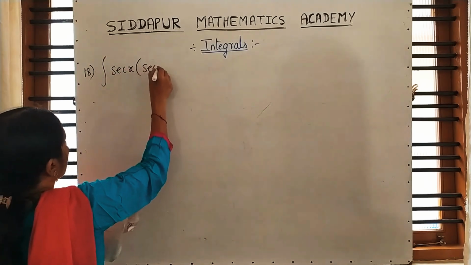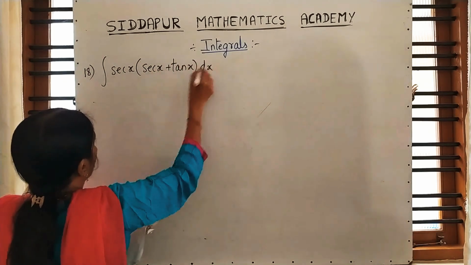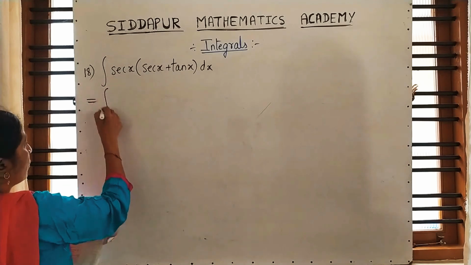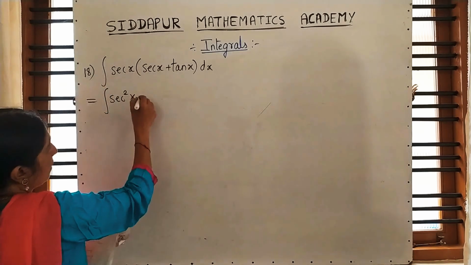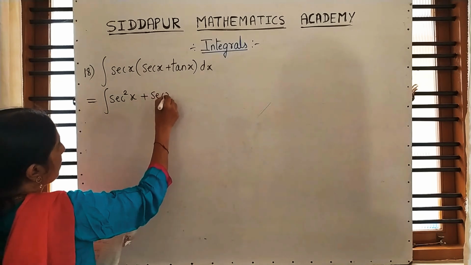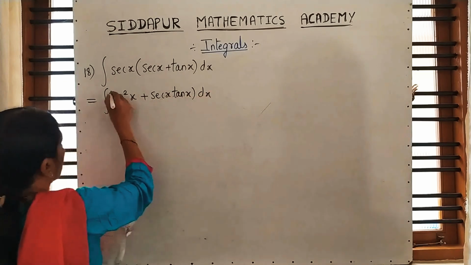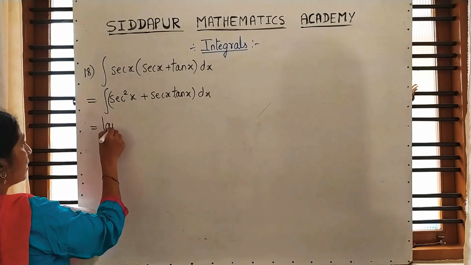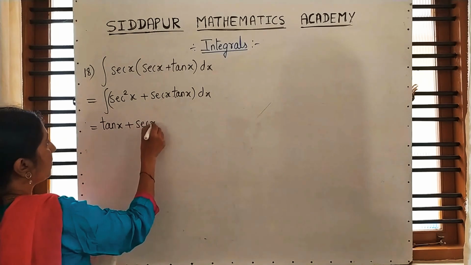Secant x in the bracket, secant x plus tan x. Here we don't have a product rule, but we can remove the bracket. Secant x into secant x is secant square x plus secant x into tan x. Integration of secant square x is tan x. Integration of sec into tan is sec.